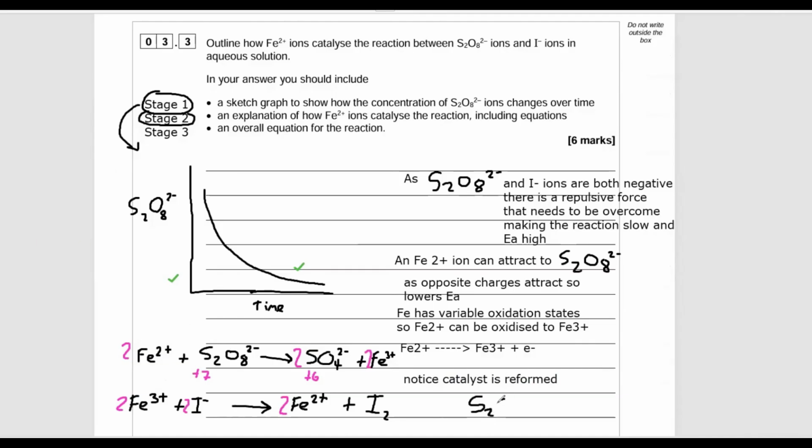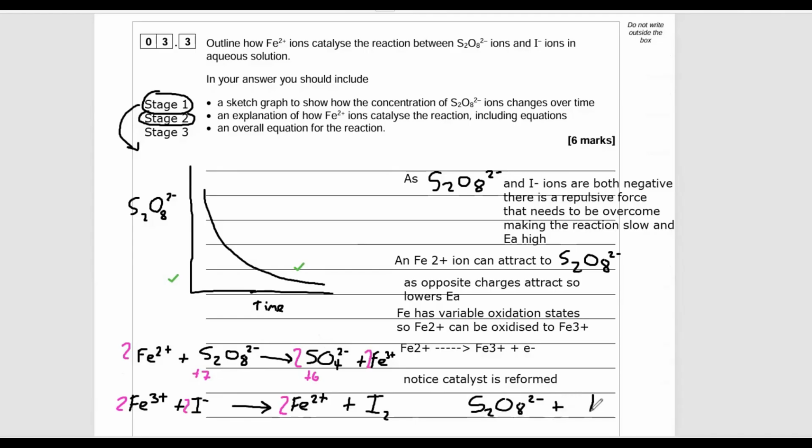Now, in order for us to get all of stage 3, these two parts are really part of stage 3. They're the build up to the overall equation, and we're going to write the overall equation. Now, notice that Fe2+ appears on both sides of the equation. If you combine these two half equations to make the overall equation, Fe2+ is going to cancel out because you're going to have two Fe2+ on either side. You're going to have two Fe3+ on either side.